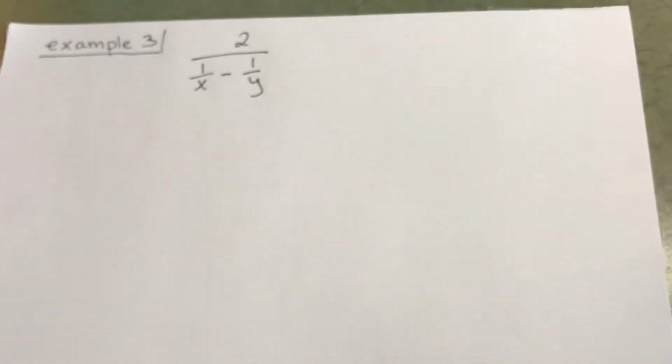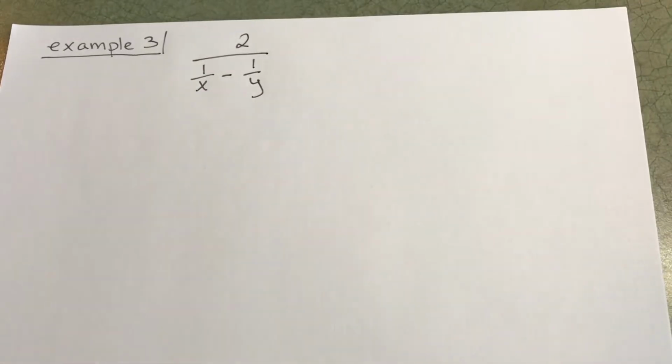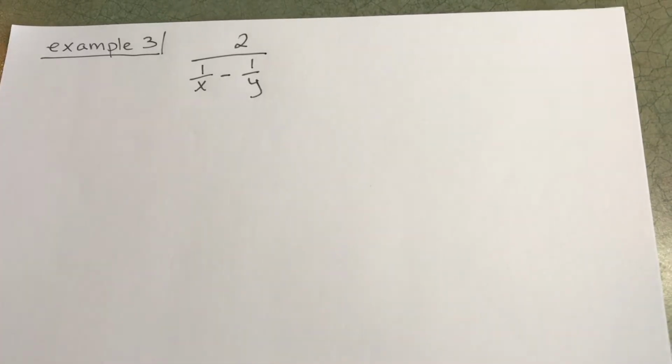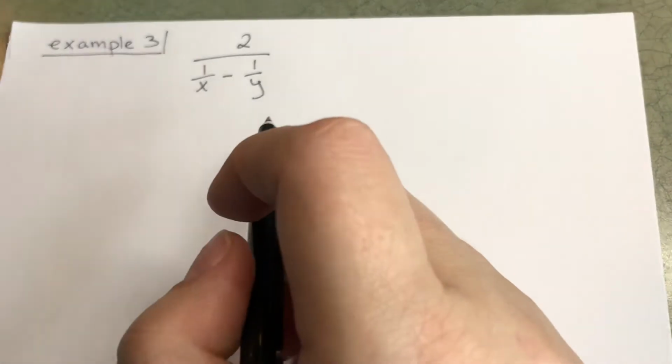Okay, so they show you two different methods. Example 3 and example 4 are different methods. I'm going to show you how to do both methods with each example. So for number 3 here, I'll show you both methods. The first method is to just focus on the denominator at first.